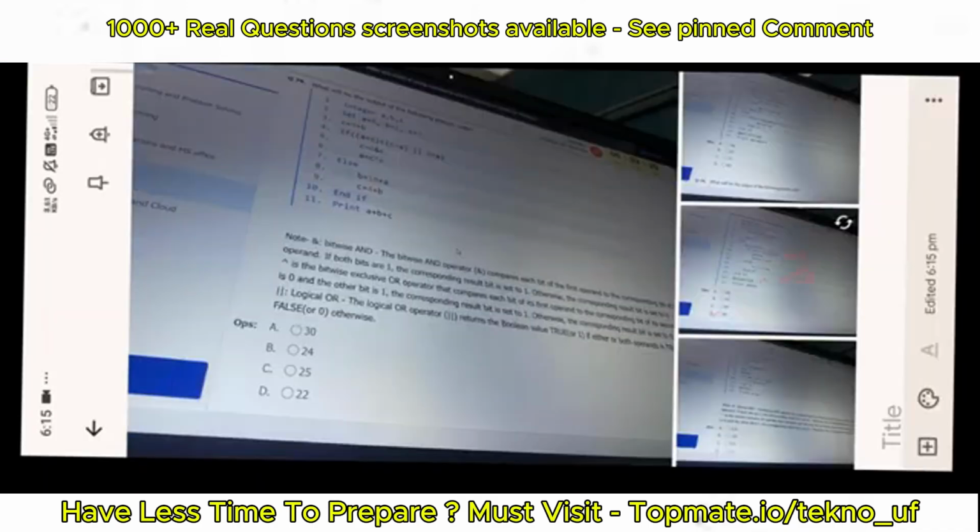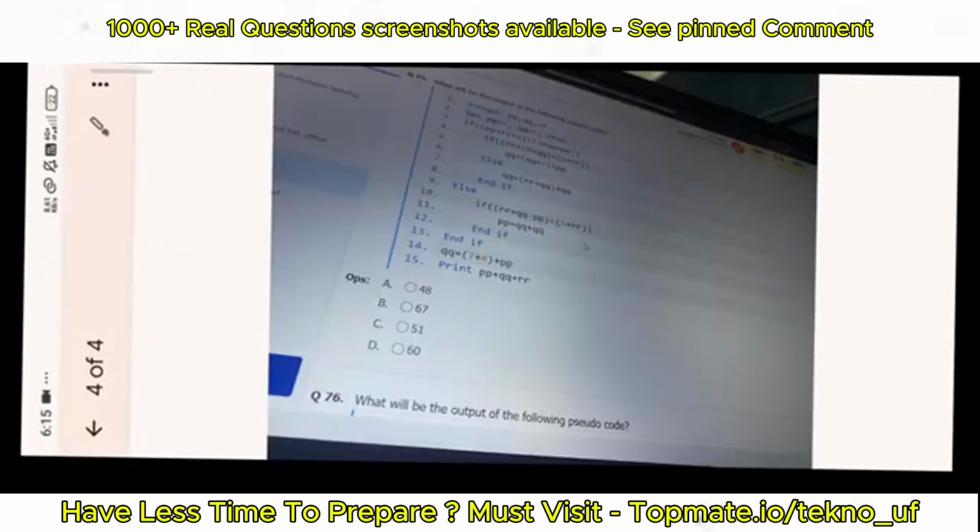So let's see the question. So the quick question is this. Please pause the video and try to solve the problem. So this is the problem. I hope this is visible. So integer p, q, r. Set p is equal to 9, q is equal to 8, r is equal to 8. And the if block is also properly visible, I hope.